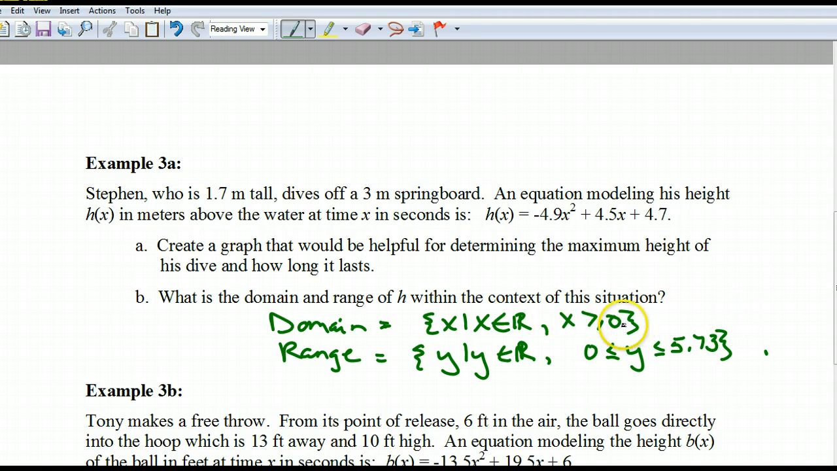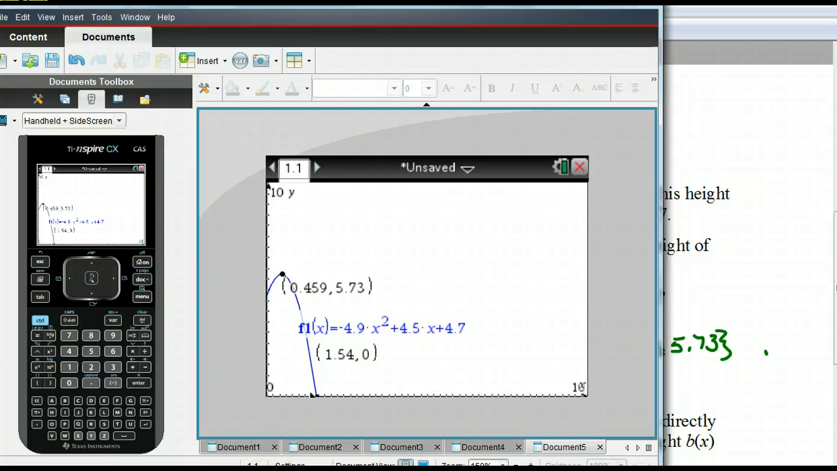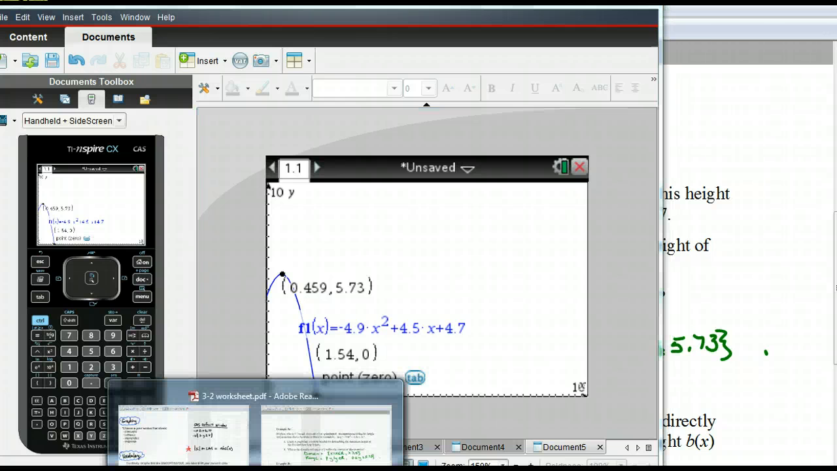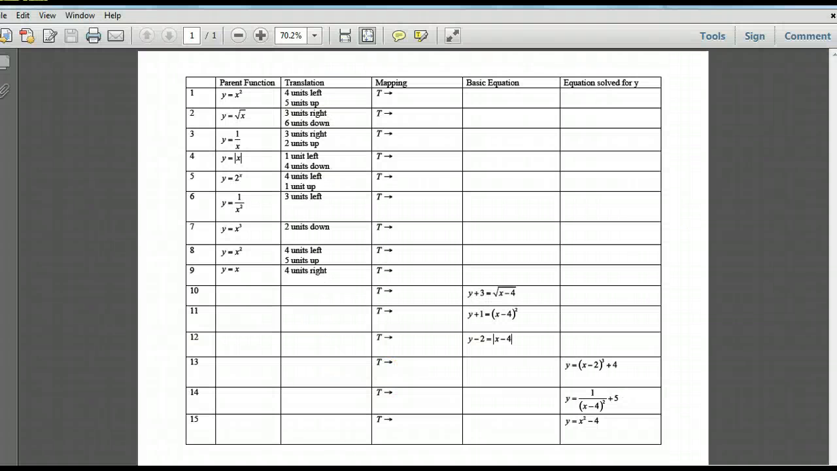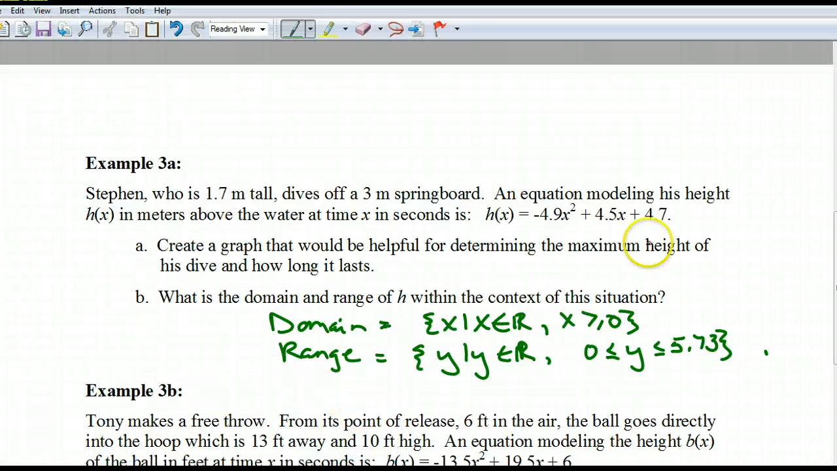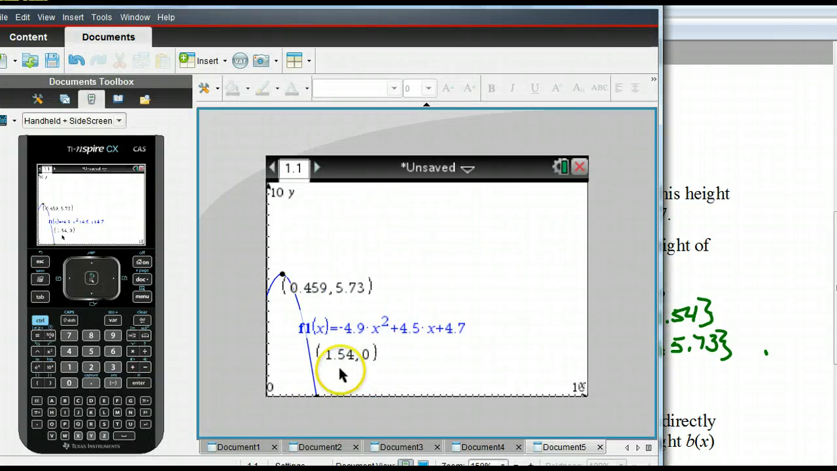Oh, right, because x, yes, you should do it to x. Where does x end on that picture? 1.54. Yeah, so let's go back and change that. So 0 is less than or equal to x, which is less than or equal to 1.54, because that's where the 0 is on the graph. Okay?